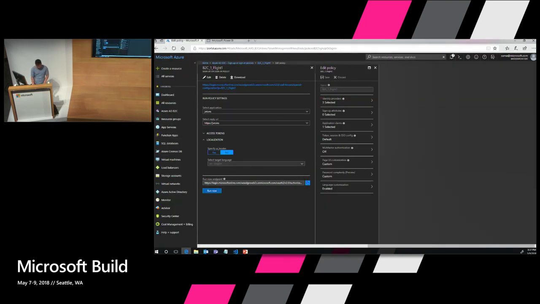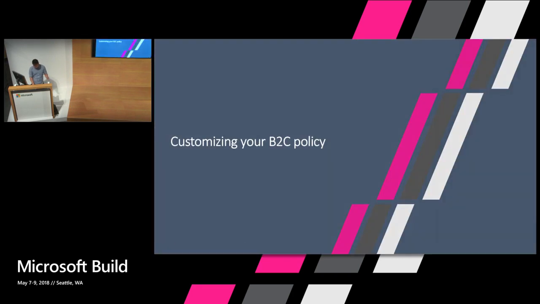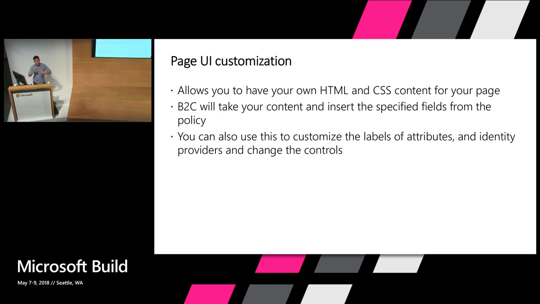So let's go back to our slides. We've gone through 3 features, and so page UI customization allows you to have your own HTML and CSS content for your page hosted on a blob storage. We pull that down for you and run that page for you after we have filled it with these controls that you've selected. So you can also use this feature to edit the attribute labels and IDP labels, and also change the controls in case you want to use drop-downs or radio buttons.